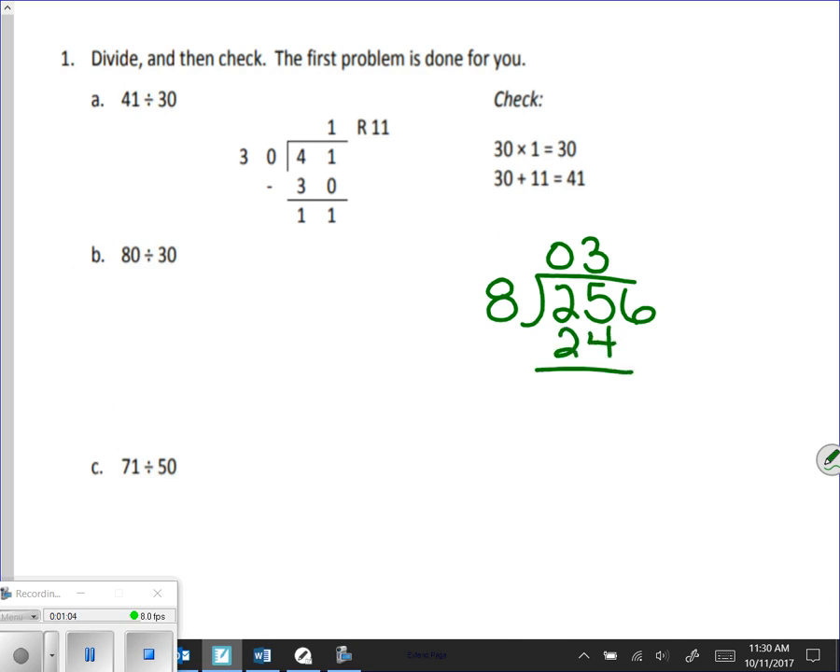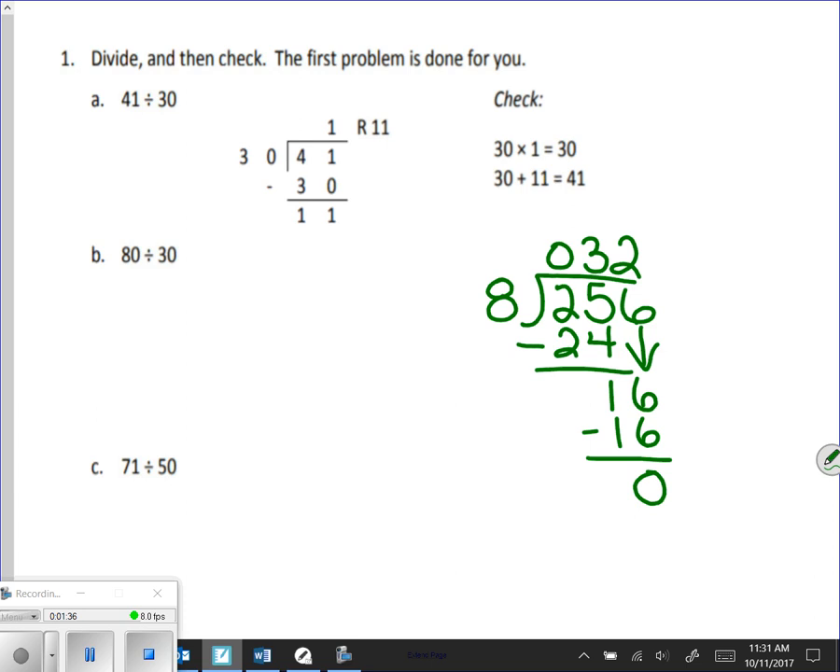24. Subtract. I get 1. Bring down the 6, 16. This ended up working out perfectly. I just made that number up. 8 divided into 16. How many times can 8 go into 16? 2 times. 2 times 8 is 16 with a remainder of 0.